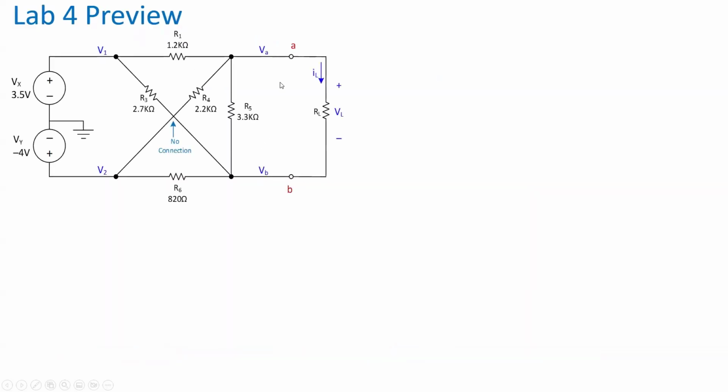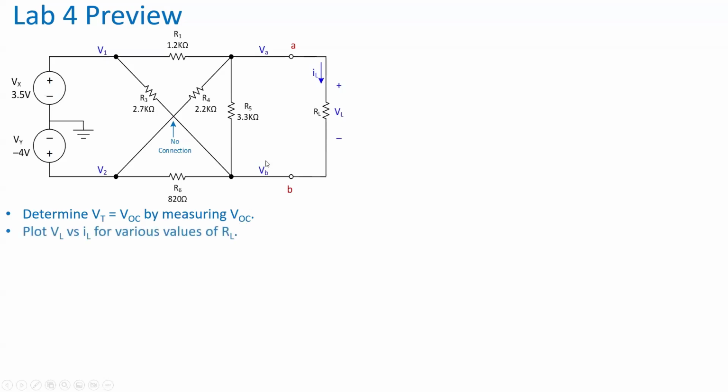So here's that circuit. You're going to connect a load. This is the load resistor. It's external to that original circuit. And you're going to determine VT, the Thevenin voltage, by measuring VOC. What that means is don't connect anything. Don't connect that load resistor to the terminals. Just measure the voltage between A and B, and that's the open circuit voltage.